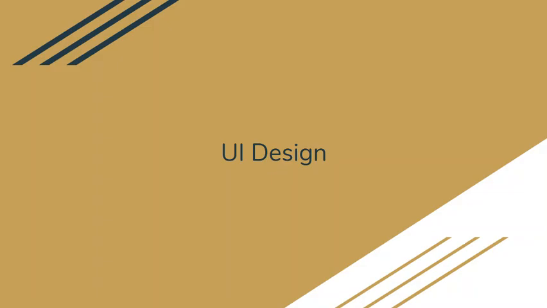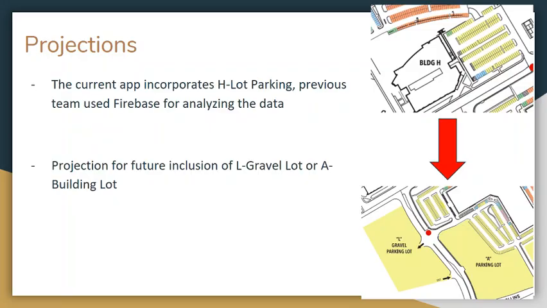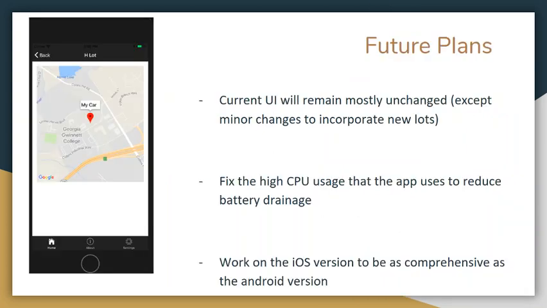So, UI design. The current UI displays real-time information for possible parking spots. It's a pretty simple mobile application. Our projection is, obviously, we'll enhance it to have other parking lots available, mainly the L gravel and A parking lots. And so our future plan is that the UI will remain mostly unchanged. However, we'll implement those fixes.